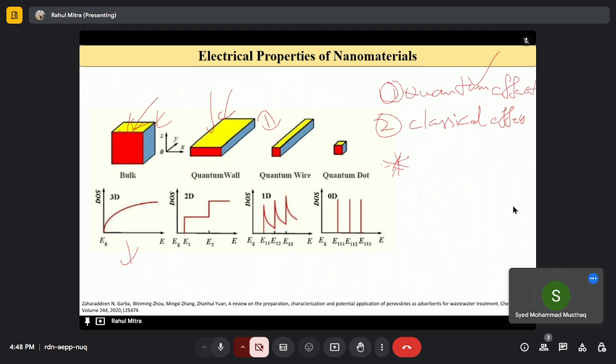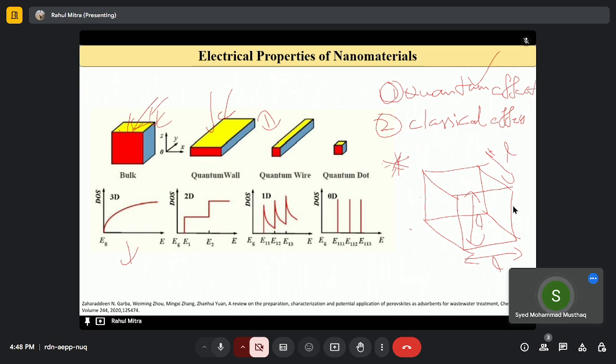Coming to that, for example, if this is my three-dimensional system, let's say it is a cube. All sides have length L; this is my length, this is my breadth, and this is my height. So every side is of length L, and electrons have the wave number k.